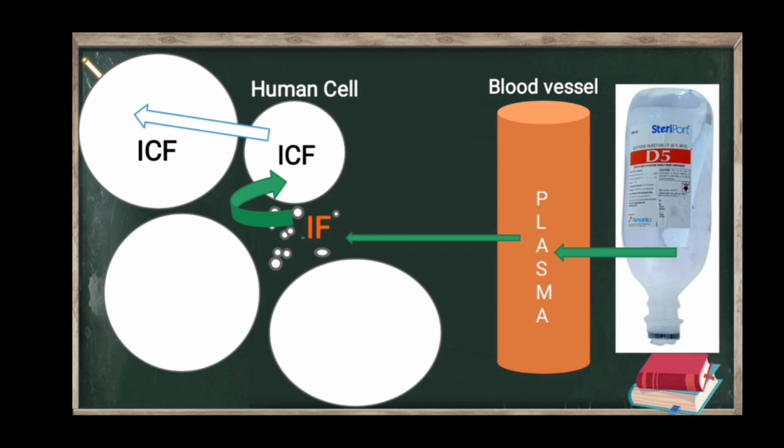Once the fluid is infused into the blood vessel, as hypotonic fluid means it contains more amount of water than that of plasma, it moves from a place where there is more amount of water to a place where there is less amount of water. That means it moves from the plasma into interstitial fluid and then into the cell. As a result, the volume of the cell is increased and size of the cell is increased. Swelling of the cell occurs.